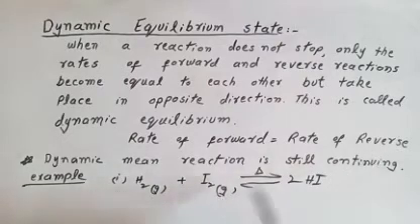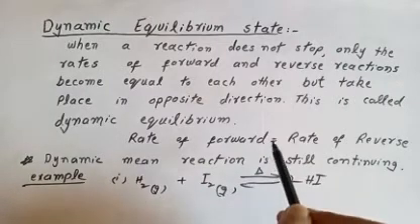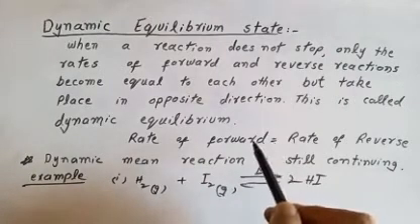So hydrogen gas and iodine gas produce hydrogen iodide, and after some time when heat is applied, hydrogen iodide breaks into hydrogen and iodine. This reaction does not stop, it continues with the passage of time.